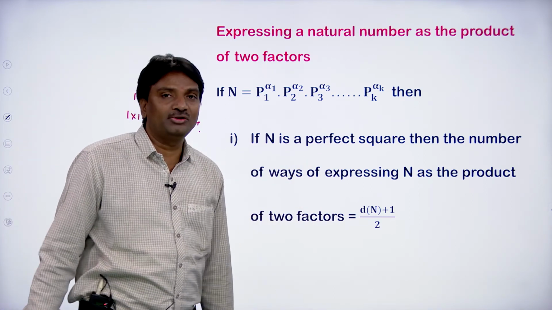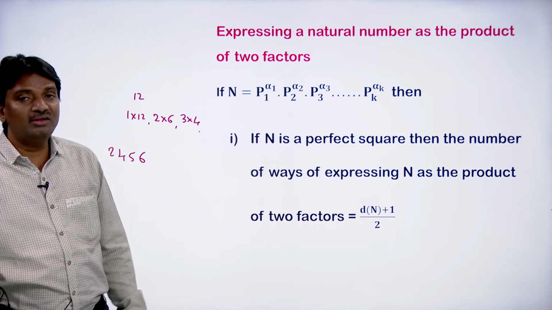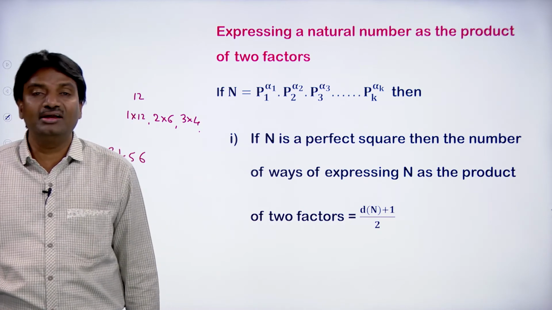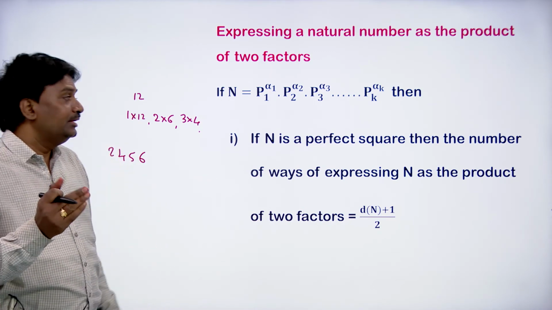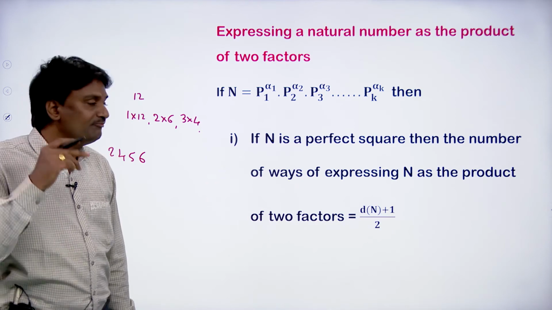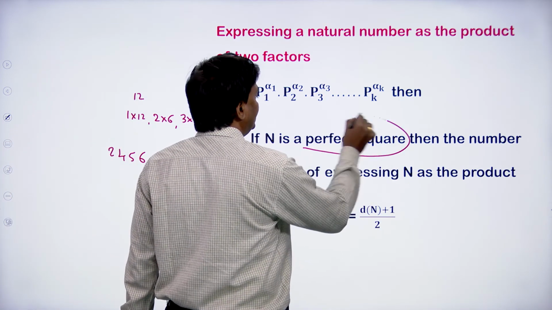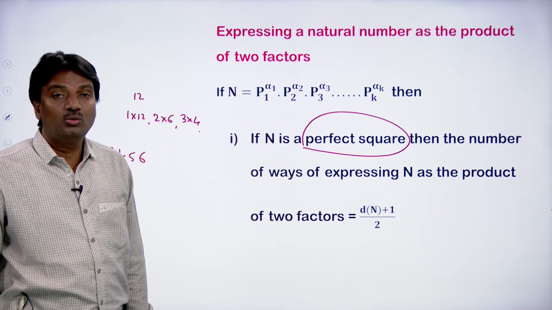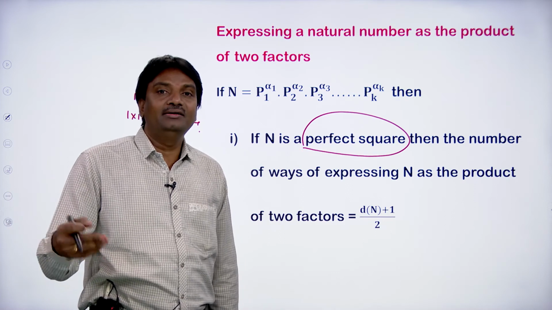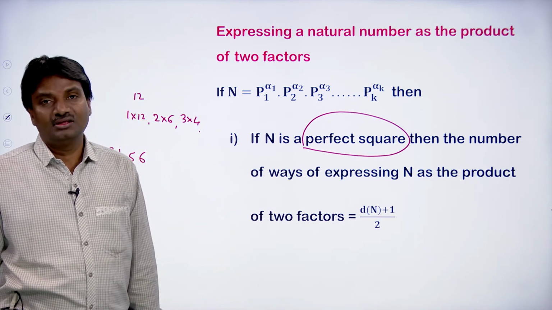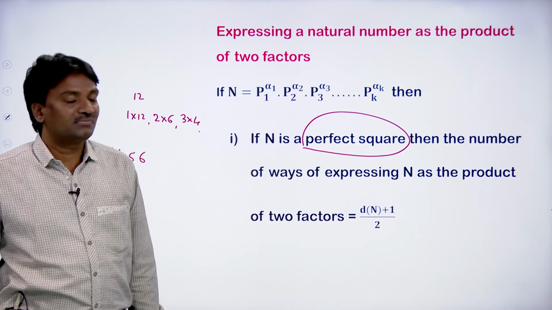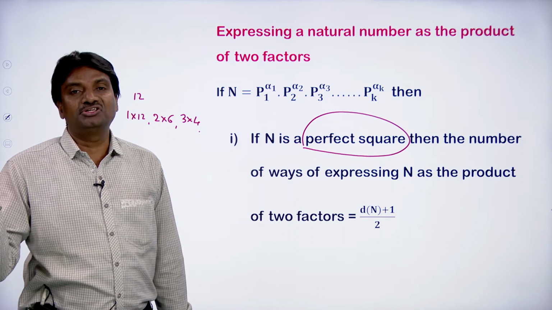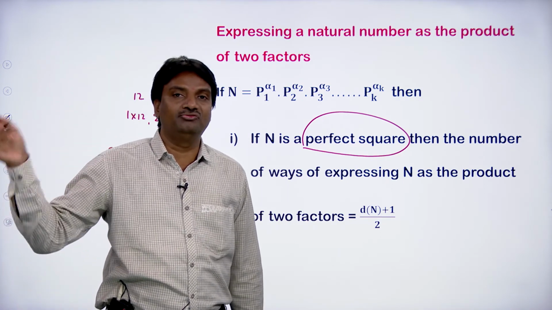If n is a perfect square, we have two conditions: n is a perfect square, and n is not a perfect square. A perfect square means, for example, 9, because that is 3 square; 16, 4 square; 25, 5 square; 121, 11 square; 100, 10 square. So like that, the perfect squares are 1, 4, 9, 16, 25, 36, 49, 64, and so on.